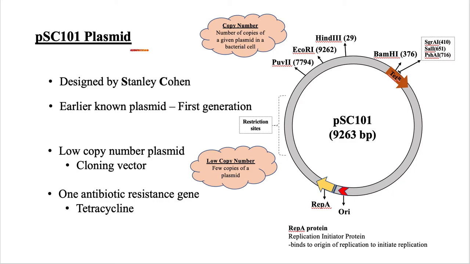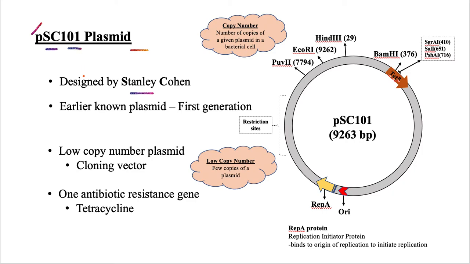As far as naming is concerned, we name every plasmid based on certain rules. For instance, the small p stands for plasmid, and then SC, in this case, denotes the scientist that created this plasmid; it was designed by Stanley Cohen. So that's why we name it pSC. And 101 is basically any number given in a particular laboratory. There is no rule for this numbering, because different laboratories give plasmids different numbers.